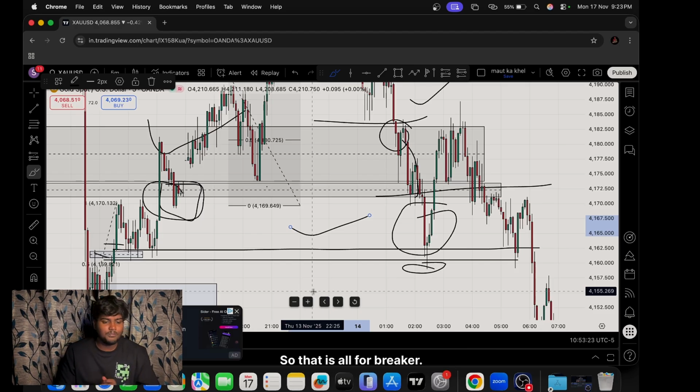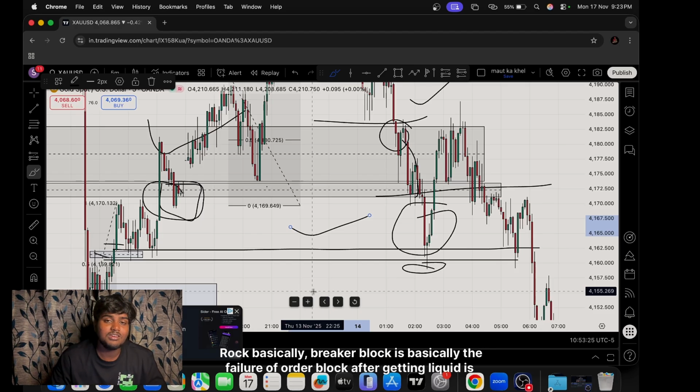So that is all for the breaker block. Basically, a breaker block is the failure of an order block after getting liquidity swept.